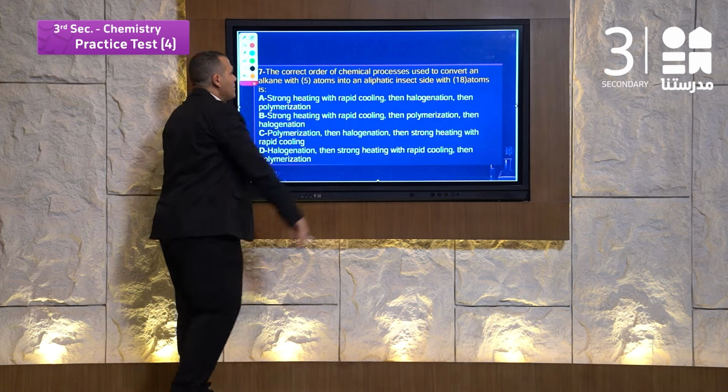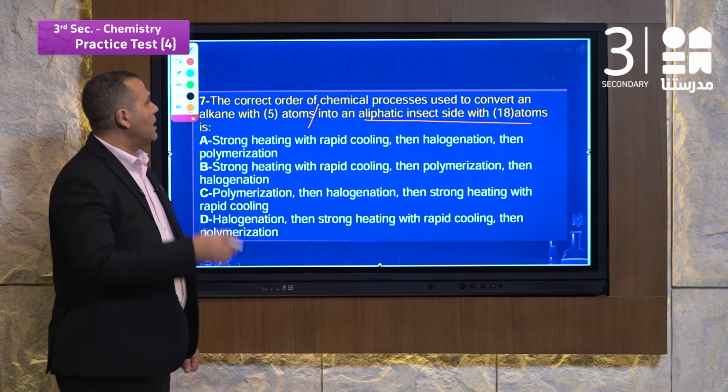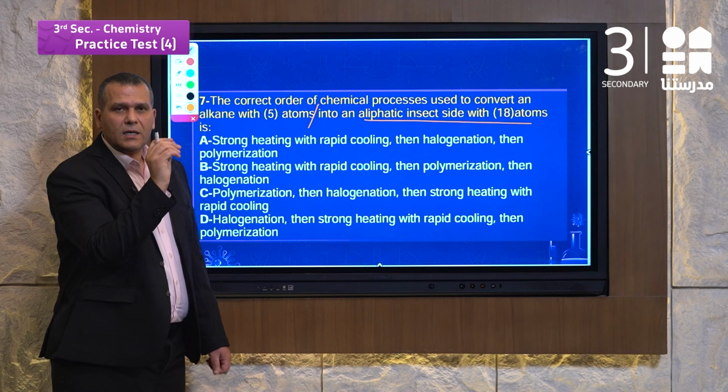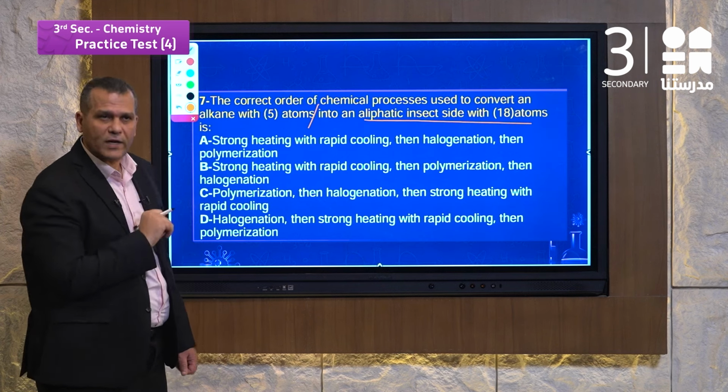The next question. The correct order of chemical processes used to convert an alkane with 5 atoms... We want an alkane that contains 5 atoms converted to an aliphatic insecticide with 18 atoms. Let's deduce the alkane: each mole consists of 5 moles of atoms.